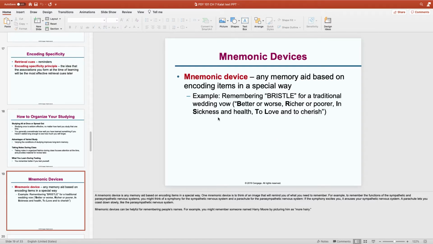BRISTLE for a traditional wedding vow, if you're trying to remember these wedding vows, you put the words into creating another word, where each letter stands for something else. This is an interesting one. The B was for better or worse, the R for richer or poorer, the I and the S in sickness and in health, the T and the L to love and to cherish. And they just stuck an E on the end, I guess, to make it an actual word, bristle. However, it helps you to kind of remember those traditional wedding vows. All right, so these devices are very interesting.